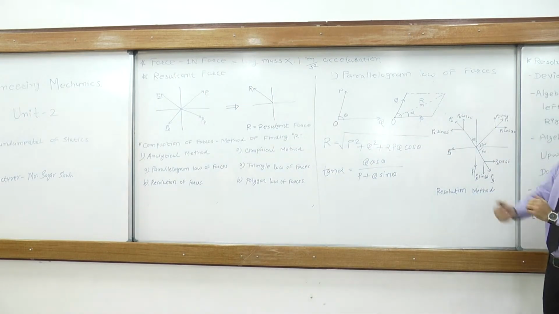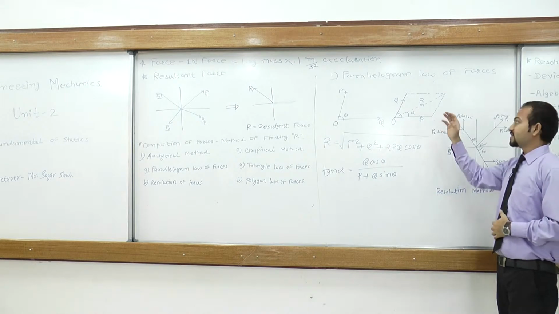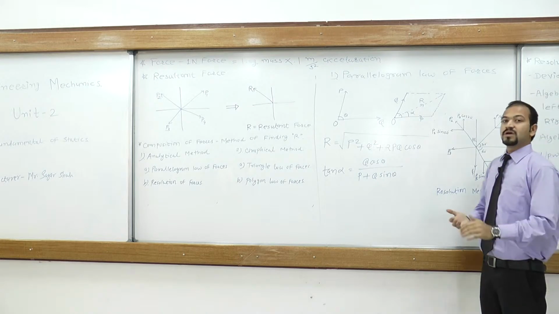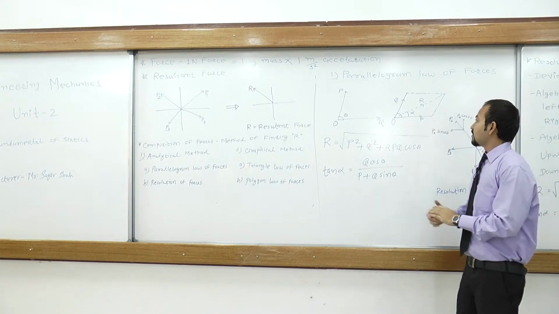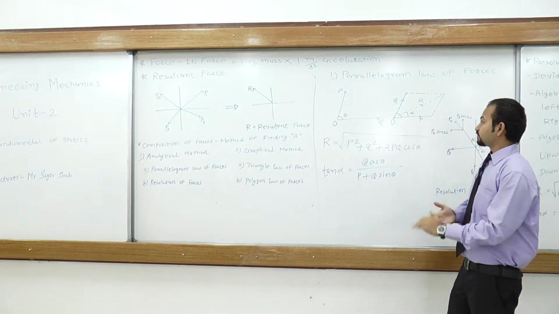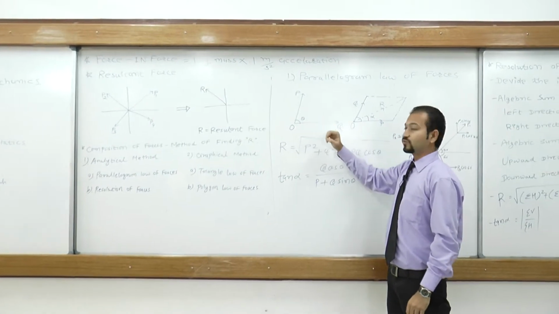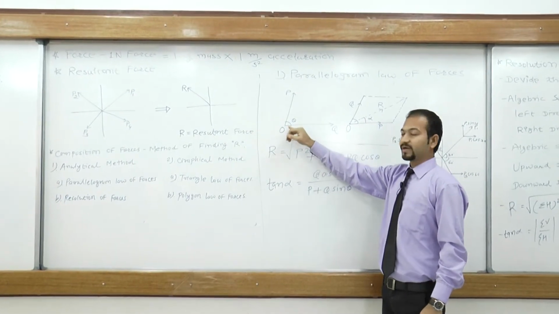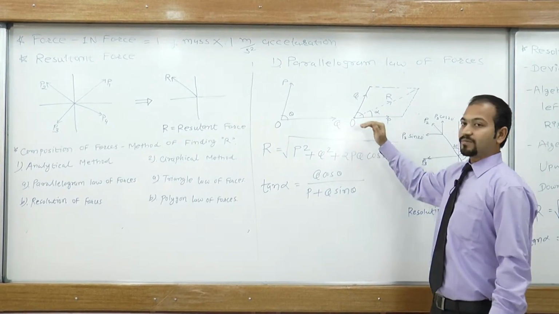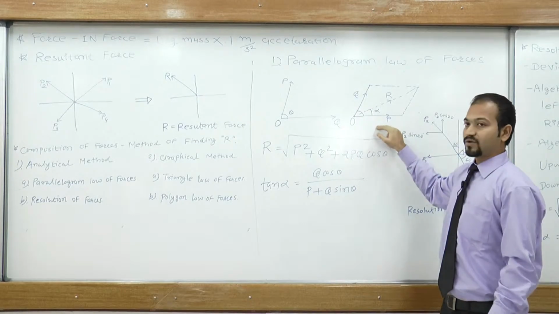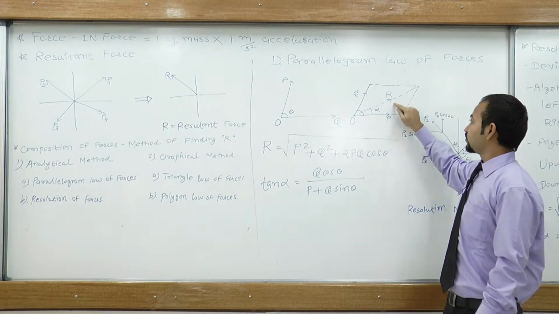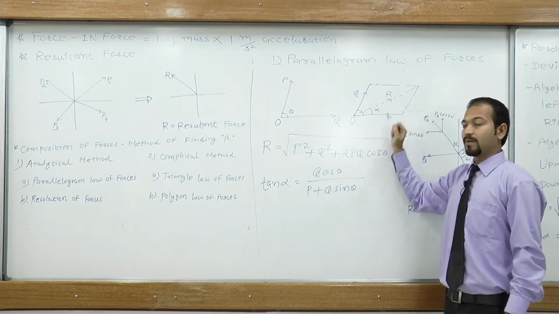Parallelogram law of forces: if two forces acting on a particle are represented in magnitude and direction, then their resultant force is represented in magnitude and direction by the diagonal of the parallelogram. It means if two forces P and Q act on particle O and are represented in magnitude and direction by the two adjacent sides of a parallelogram, then their resultant force is represented by the diagonal of the parallelogram.